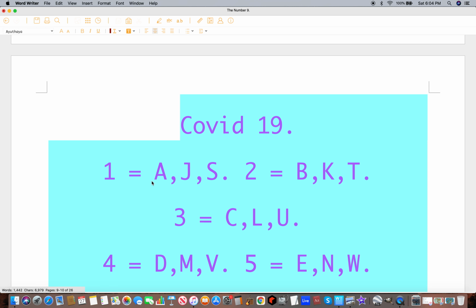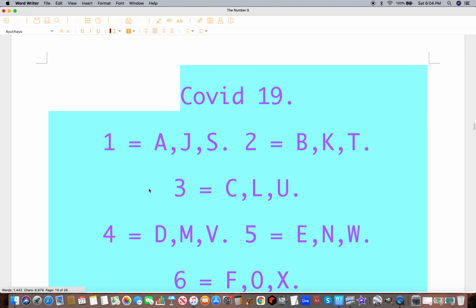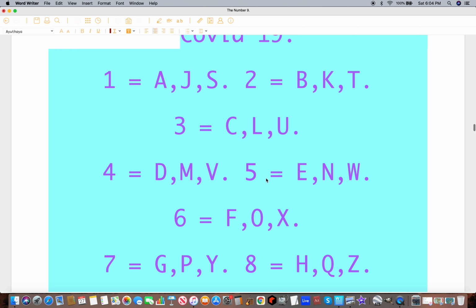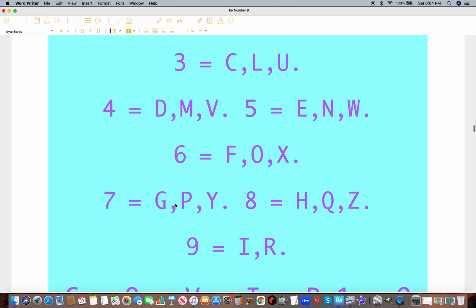COVID-19. Right, so I'm just showing here the letters and how they attach to a number. So 1 is AJS, 2 is BKT, 3 is CLU, 4 is DMV, 5 is ENW, 6 is FOX, 7 is GPY, 8 is HQZ, and 9 is IR. So that's how the alphabet matches with the Pythagorean numerology.